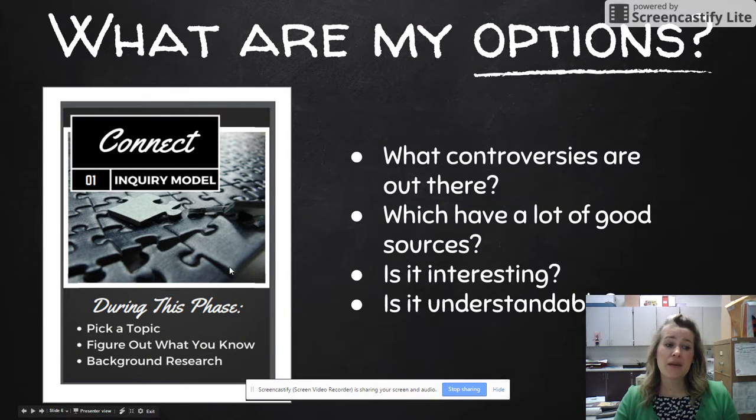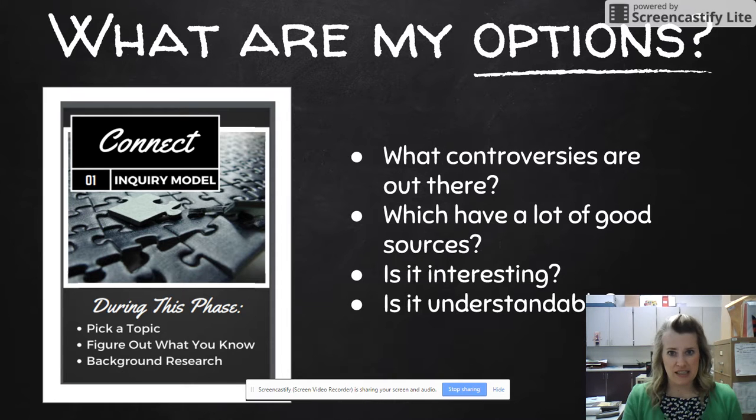So today we're going to be in the connect phase, the very first phase of the inquiry model, and we're going to be looking at our options. As you are in the connect phase, you're going to figure out what controversies are out there. We also want to know during the connect phase, do the controversies that I'm identifying have a lot of good resources? When it's time to actually sit down and take notes, am I going to be able to find a lot of articles?